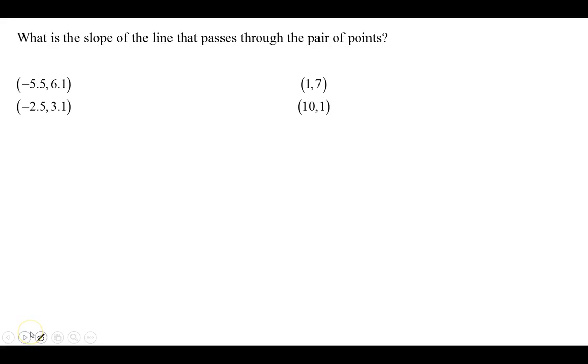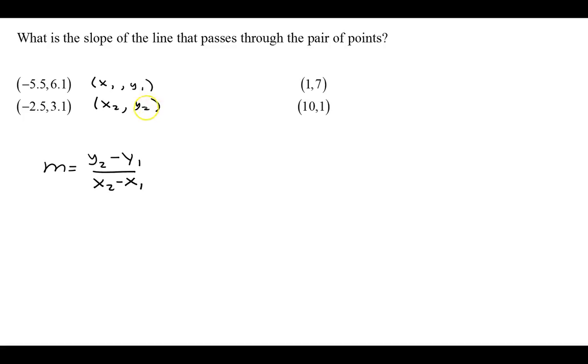Next up, what is the slope of the line that passes through the pair of points? So we have the equation for the slope, which is the change in y over change in x. That's us subtracting the y's in the numerator and subtracting the x's in the denominator. The key is to make sure you go in the same order. And so think of your first point as x1, y1. Think of your second point as x2, y2.